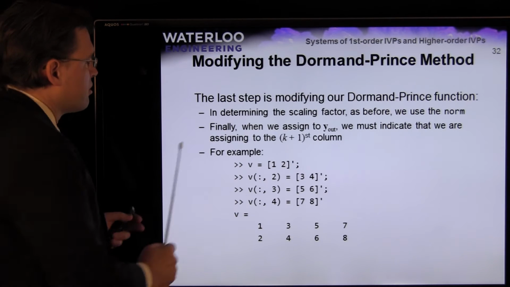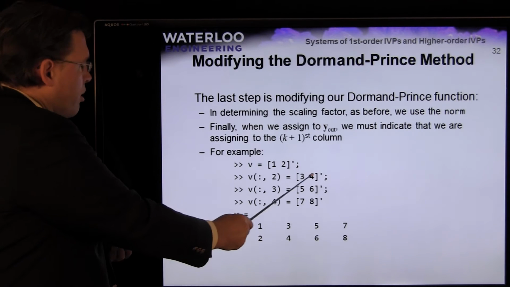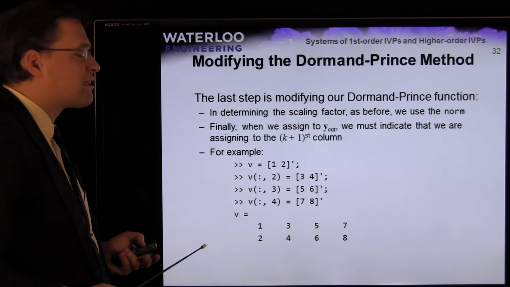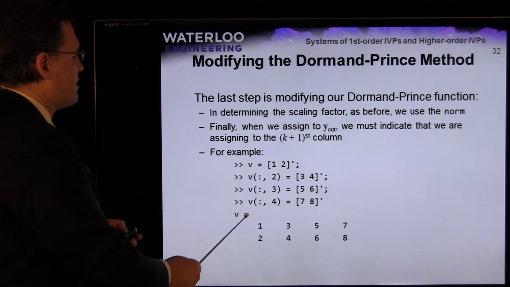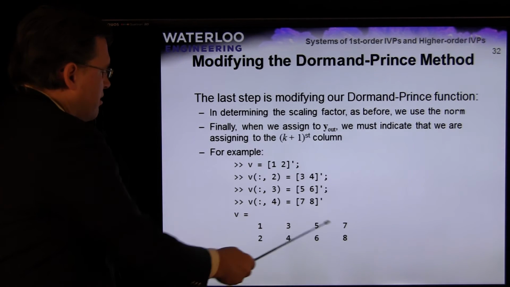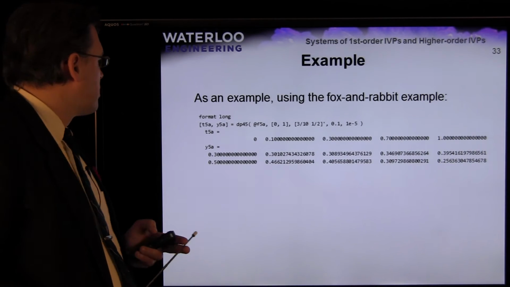If we have a vector of entries 1 and 2, if I assign to the second column 3 and 4, it just extends the size of the matrix. If I assign to the third column 5, 6, it again extends. And the fourth column extends it to 7, 8, and we're done.